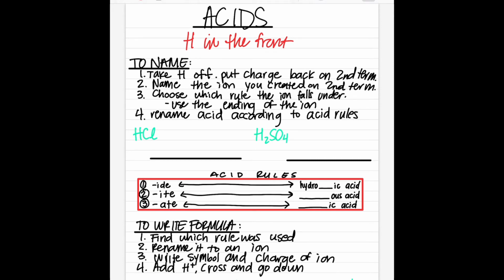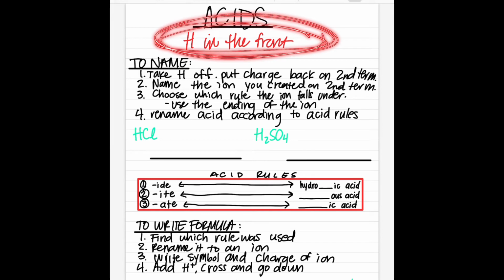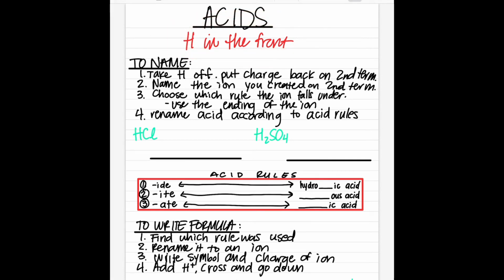Okay, how do you know something's an acid? You have an H in the front. That's how you know something is an acid. The other way to know it, if you're given the name, it will say acid on the end. Self-explanatory.